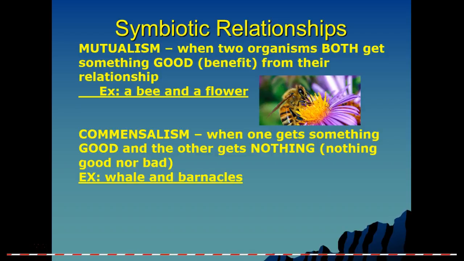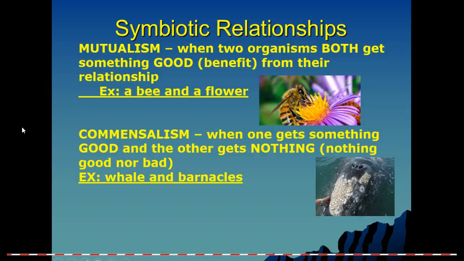Another example is commensalism. Commensalism is when one organism gets something good and the other one gets nothing good or bad. An example of this would be a whale and barnacles. Barnacles grow all over the whale, and they're able to get a place to live, and they're able to go through the water and get something to eat, but the whale is not hurt, it's not helped, it's just there. So that's commensalism.